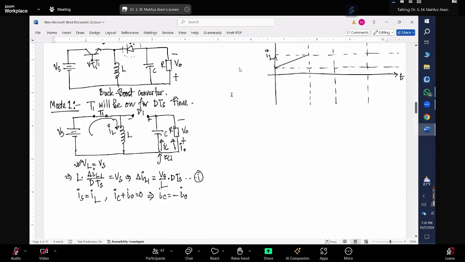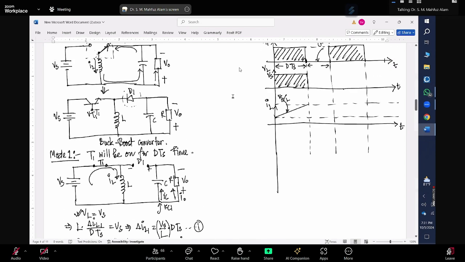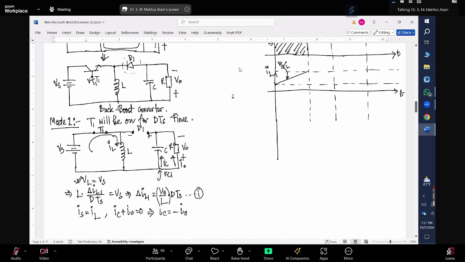Why is that? Because this thing, is it positive or negative? Positive. So the current will have a positive slope. This slope should be Vs over L, right? Okay, the rest I will try to draw later for the capacitor current.